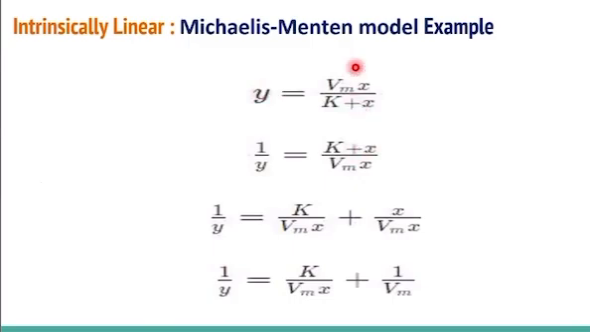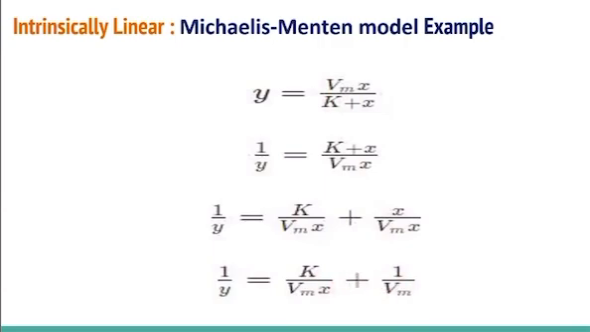This is not linear. So what are we going to do? We want to transform this model. If I have 1 over y, I'm going to switch this, and when I switch this, I'm going to benefit from algebra: K divided by that, x divided by that. Can you see that now? When I have this, s cancels s, and I'm going to have this. So 1 over y equals this.